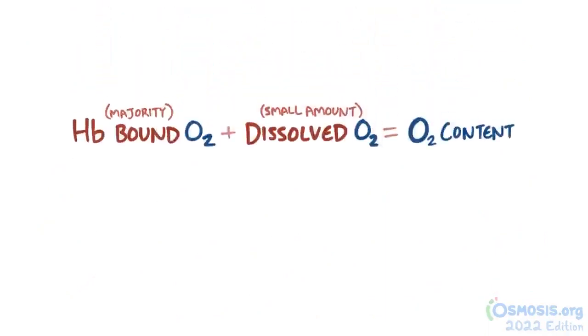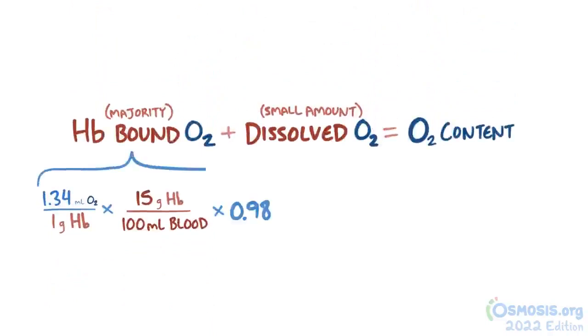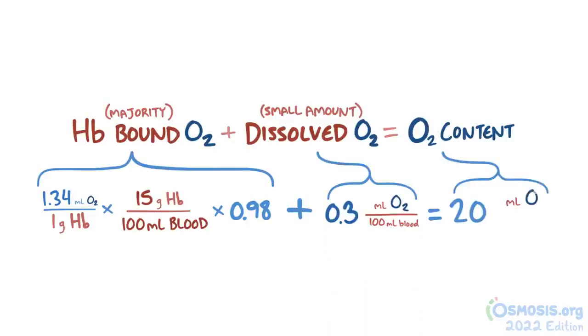So going back to the original formula for oxygen content, and plugging in some numbers like a blood hemoglobin of 15 grams per 100 milliliters, and 98% for the percent saturation, we get 19.7 milliliters of oxygen from hemoglobin-bound oxygen, and 0.3 milliliters from dissolved oxygen, totaling 20 milliliters of oxygen per 100 milliliters of blood.